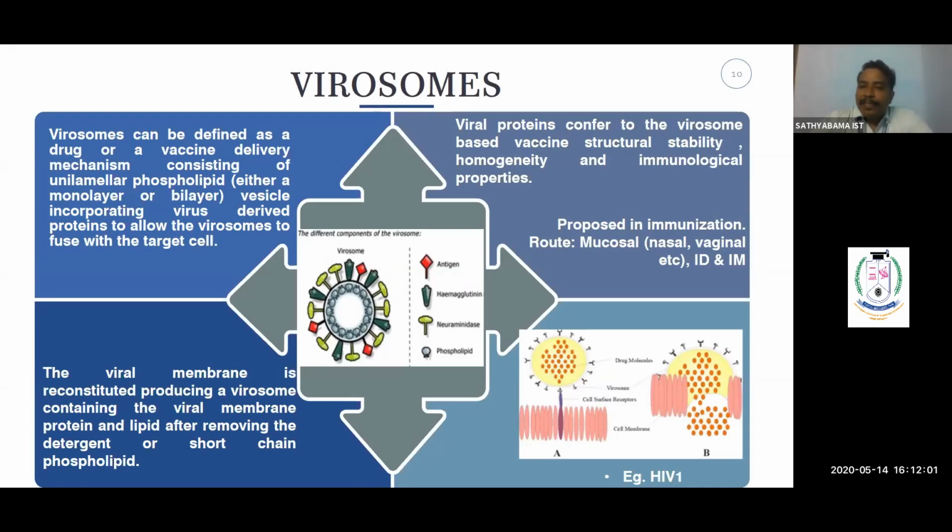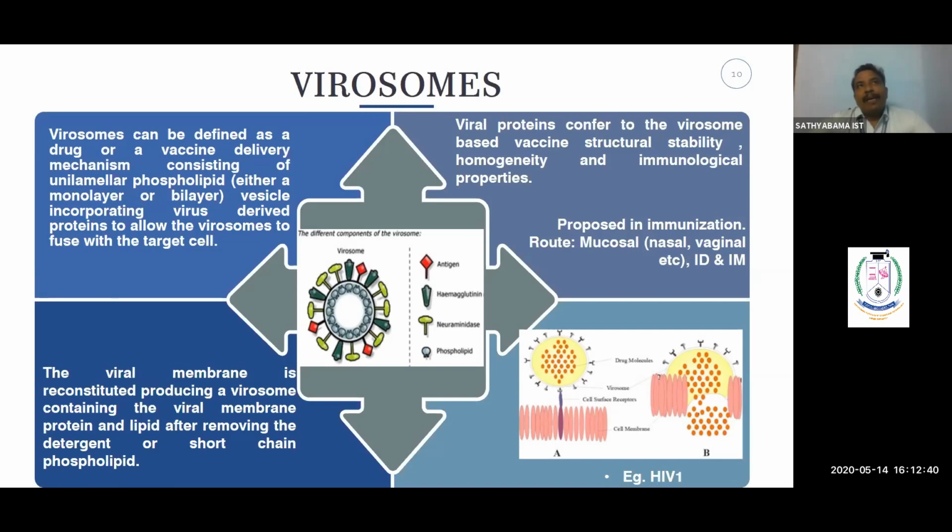And so what happens there is these viral antigens will be attaching only to the specific receptors inside our bodies, so that at that particular point it will inject the drug so that the problem can be resolved. Okay, the viral membrane is reconstituted so that it can form virosomes. And these viral proteins are conferred to the virosomes. And as we are taking only the specific structures of the virus, it does not cause any kind of infection.